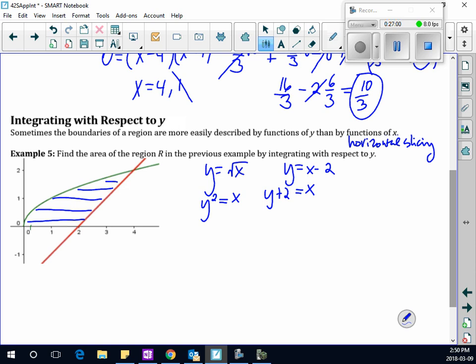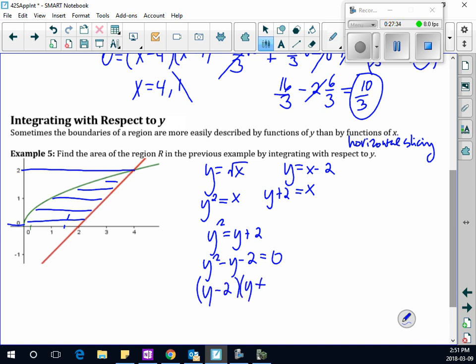So here's the cool thing about this. We don't have to split it up. Does everybody see? Because if we set it equal to each other, we'll see that our integral is going to go from 0 to 2. Think about it stacking this way, right? And how do I know? Well, set them equal to each other. y squared equals y plus 2. y squared minus y minus 2 equals 0. y minus 2, y plus 1, right? So then I get y equals 2 and negative 1, and you might say, well, what about negative 1? Negative 1 is below the x-axis, right? Plus, if I sub it back in, I would end up rejecting it, because I can't have a negative y equal to a square root.